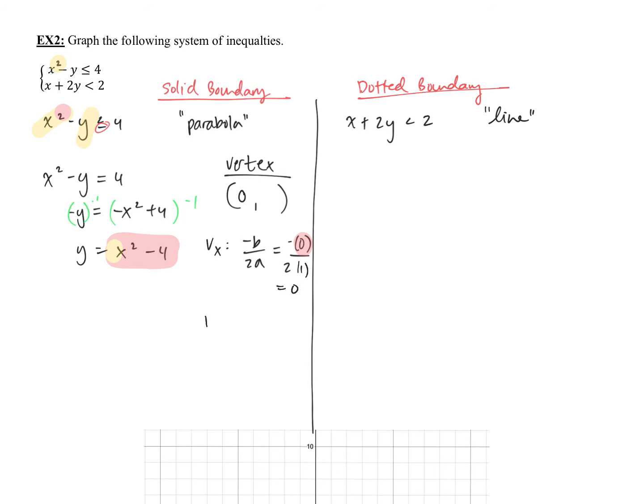So my x value is 0, which means my V sub y, what's that going to be? Well, using my equation right here to solve for y, I'm going to take my x value and plug it in to my equation. So plugging in 0 from here, and we get negative 4. So my vertex is 0, negative 4. Now we just need 2 other points. So I'm going to go ahead and just solve for my intercepts. So x intercepts, set y to 0.